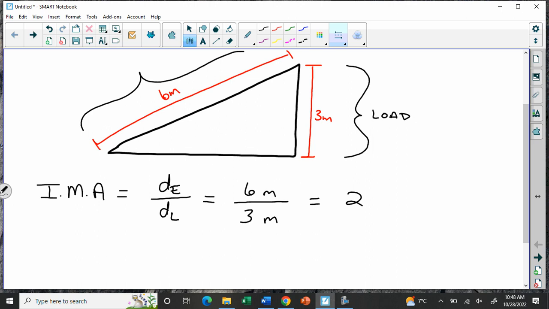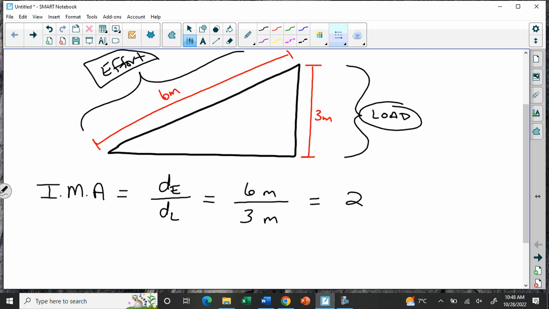All you need to know are the measurements of the ramp: the height of the ramp, which is this load part, and then the distance up the ramp. I didn't write it before, I'll write it now, which is what we mean by the effort. That's where you're doing your pushing. So what this means, if it's 2, is that we should be able to lift something twice as heavy.